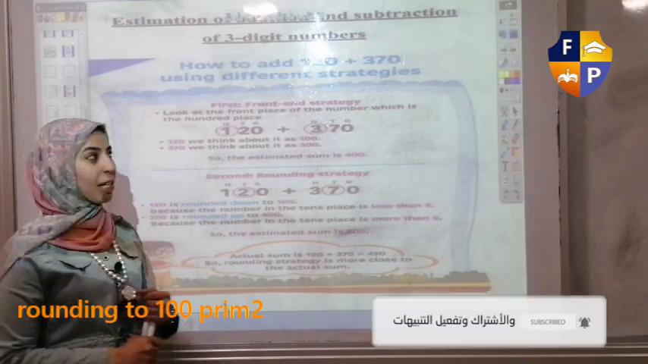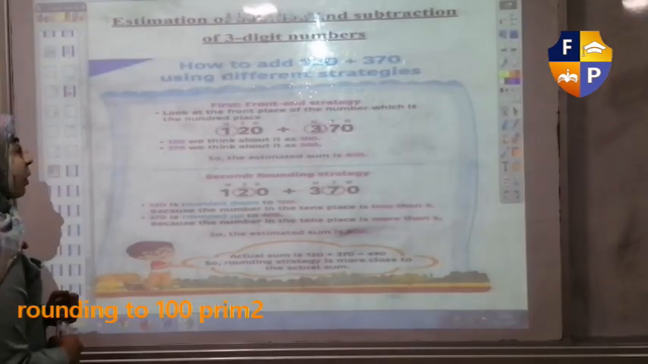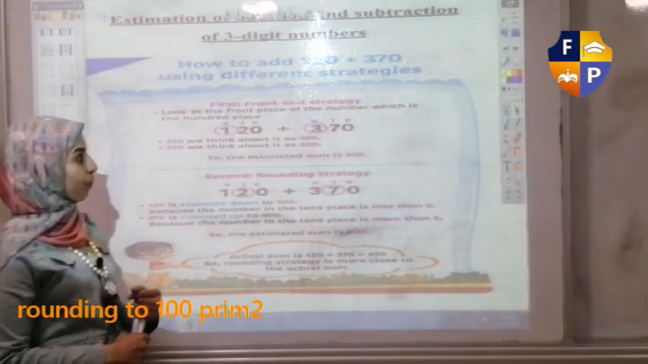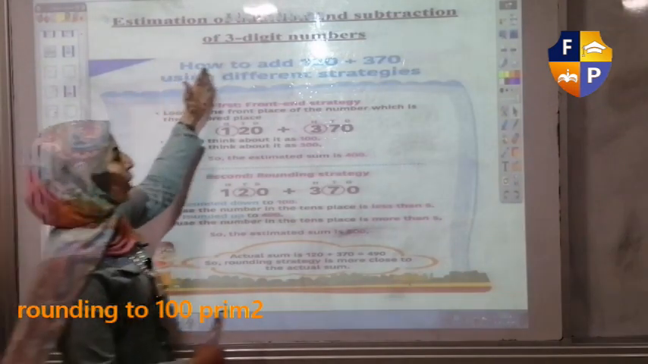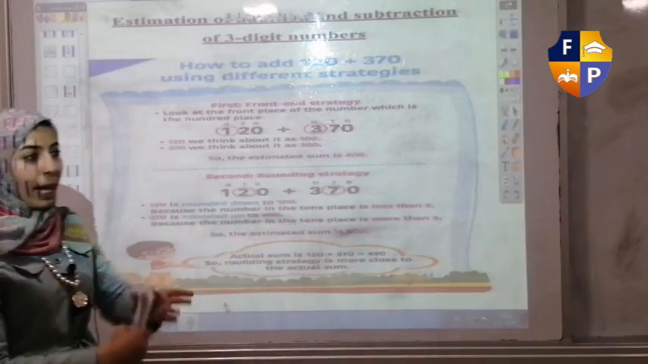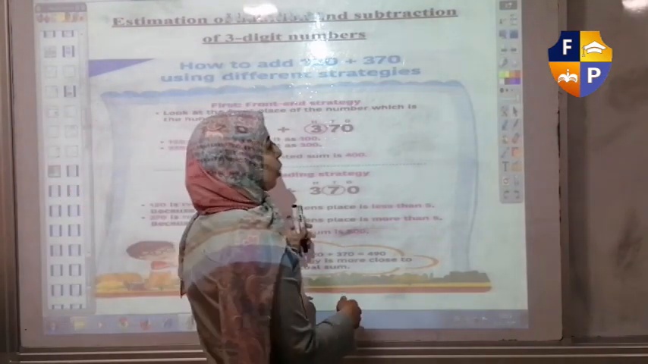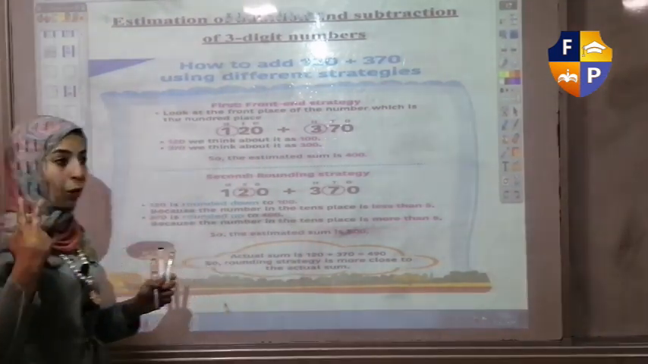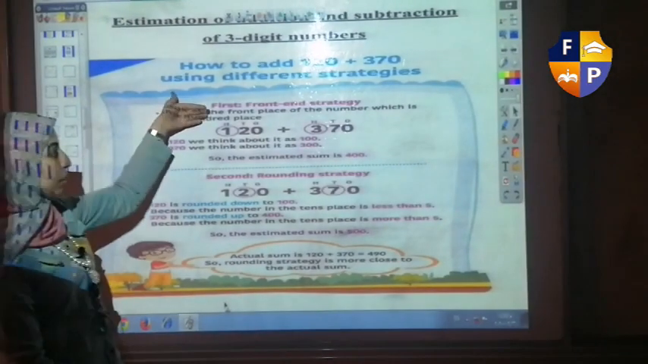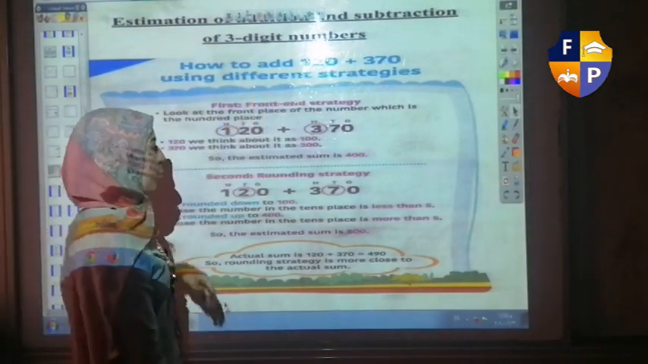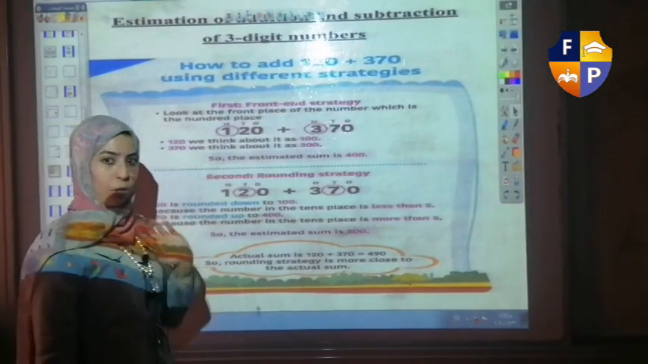Good morning. Our lesson today is about rounding to the nearest 100. How to add 120 and 370 using the different strategies. We studied two strategies of estimation. First, front-end strategy. Second, rounding strategy.